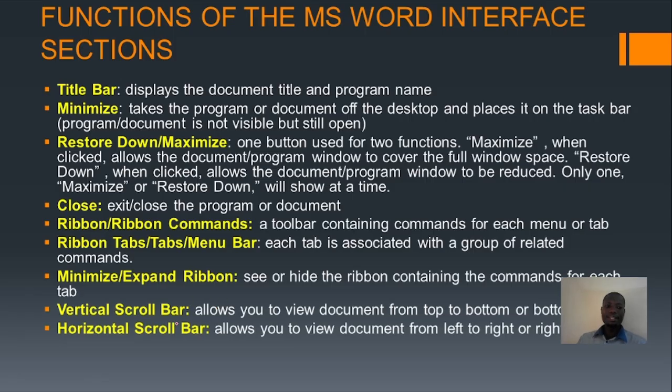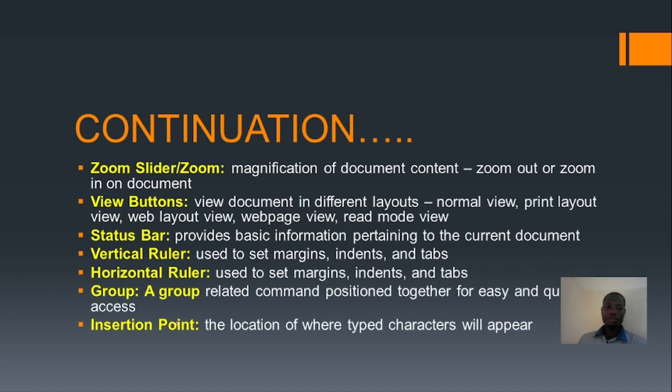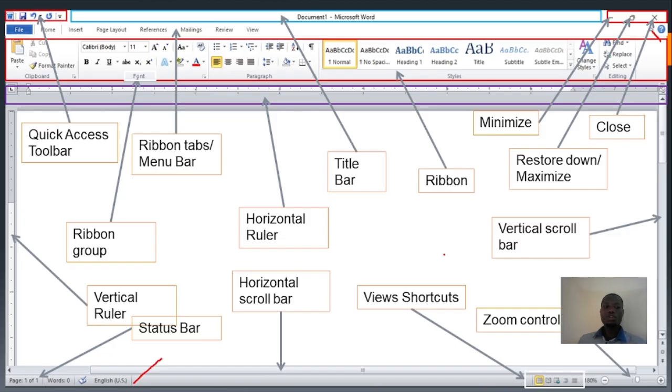And therefore, what is the next thing that we are trying to see here? It is the vertical scroll. We have already seen the vertical scroll bar. Okay, now we have the vertical ruler. It is used to set margins, indents, and tabs. So, where is the vertical ruler? This is the vertical ruler. It helps you to view and edit the margins and the indents of your document.